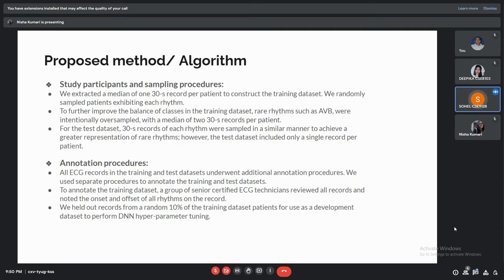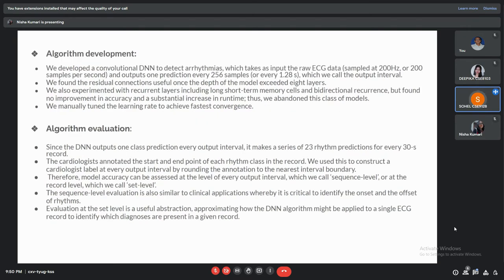We held out records from a random 10% of training dataset patients for use as a development dataset to perform DNN hyperparameter tuning. Handing over to Nisha for the next part.